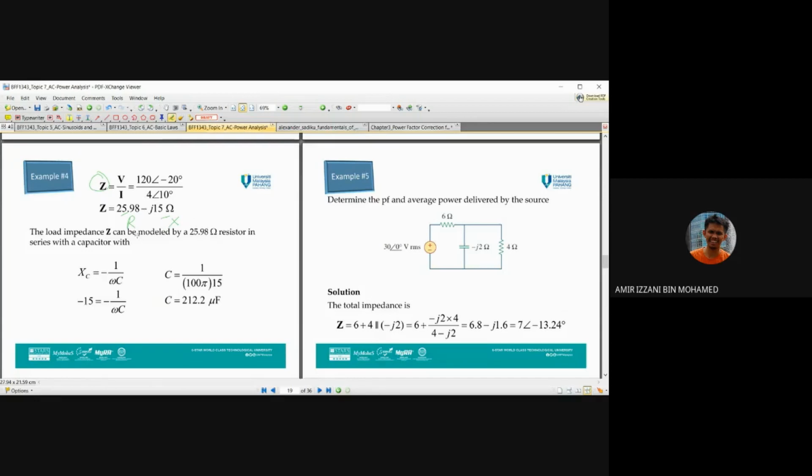From here we can determine the capacitor value in this circuit, because when PF is leading, the load must be a capacitor. We need to know the value of the capacitor. Now we have the capacitive reactance value, which is 15 ohm here. Use this equation, Xc equals minus 1 over omega C. Move this around and we get the capacitor value of 212.2 microfarad.